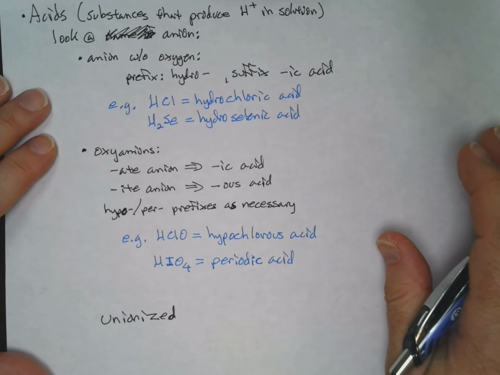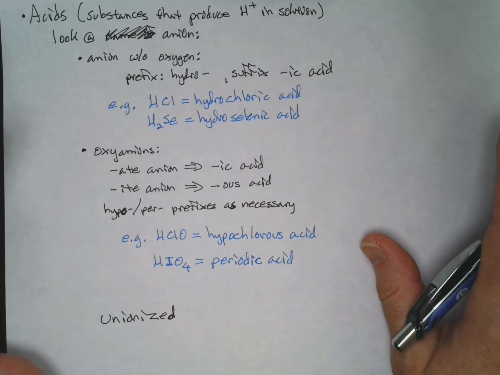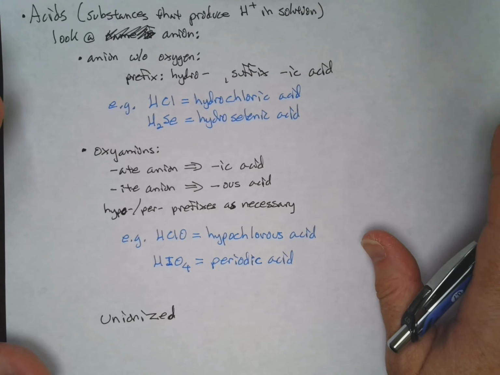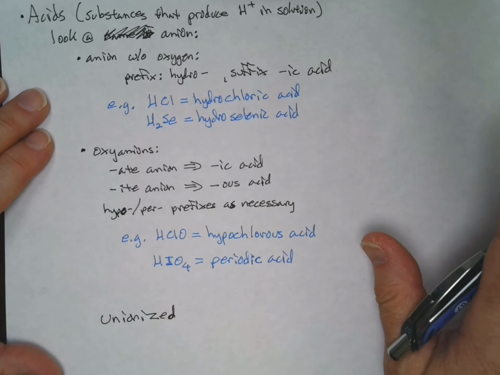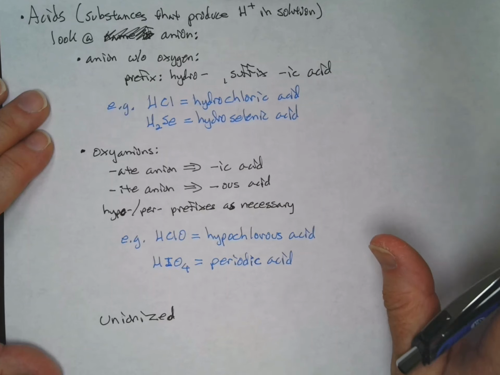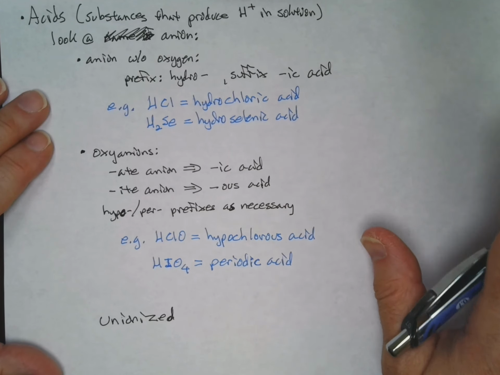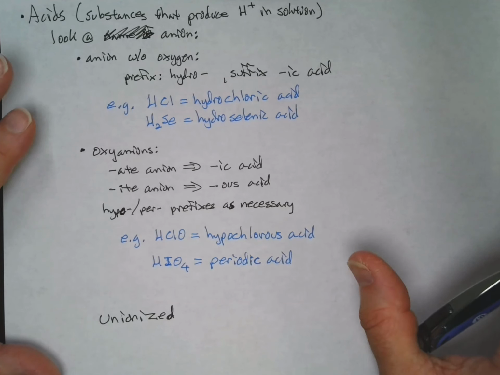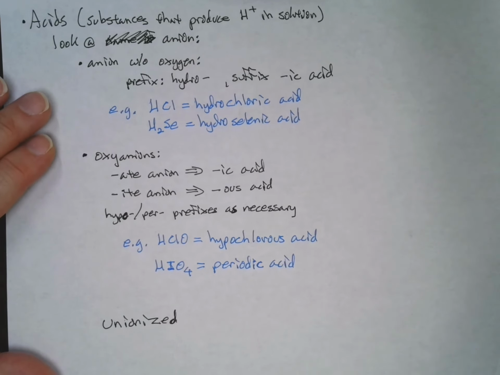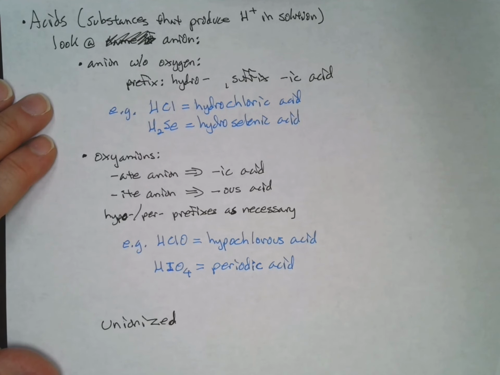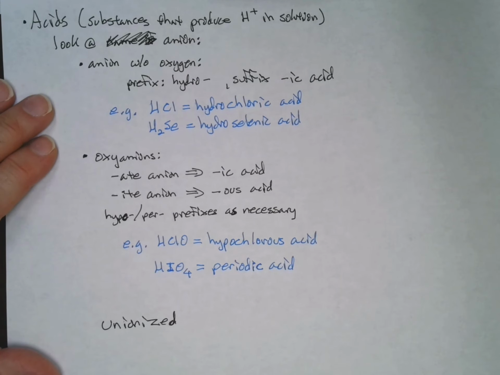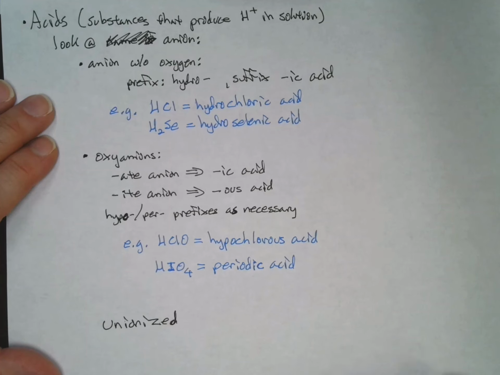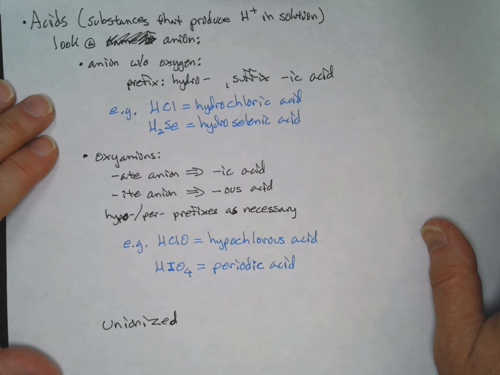Anyway, so those are the rules for naming ionic compounds. I think I'll end this lecture because it's gone on for a little bit, and we'll record one more talking about naming covalent compounds, and then maybe also looking at coming up with structures given names.